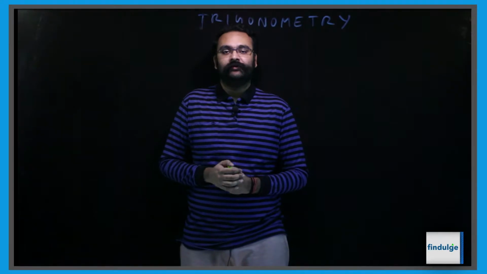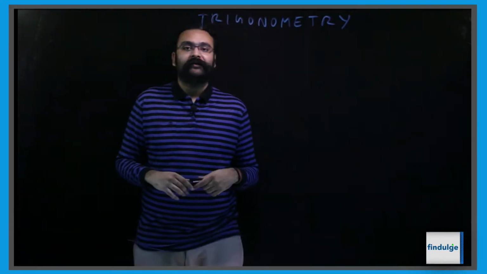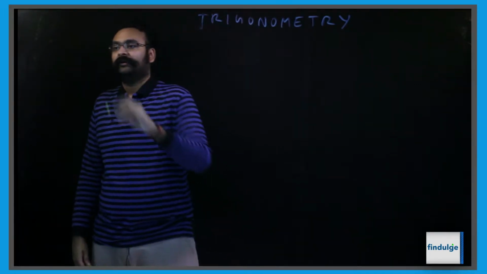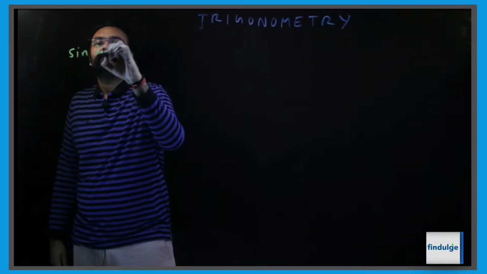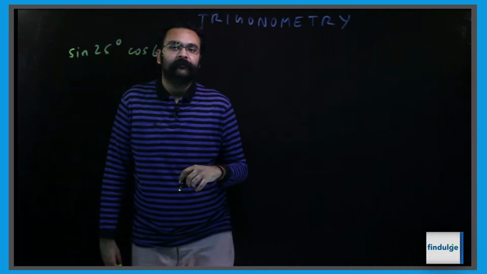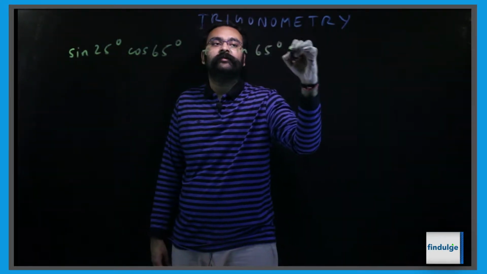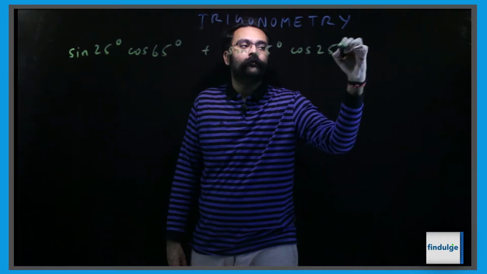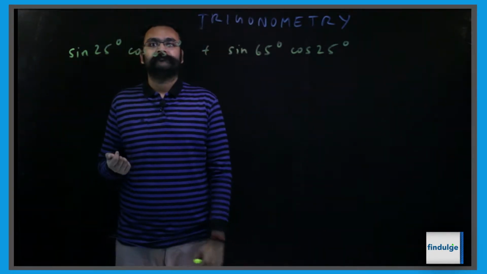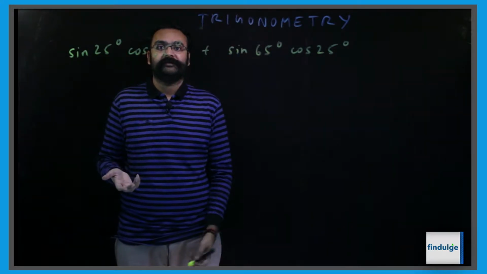So let's look at a question where we're going to apply our complementary identities as well as our trig identities. Let's say they ask you to find the value of sine 25 cos 65 plus sine 65 cos 25. Now, this is the problem. I don't know the value of sine 25 or cos 65. How do I approach this?